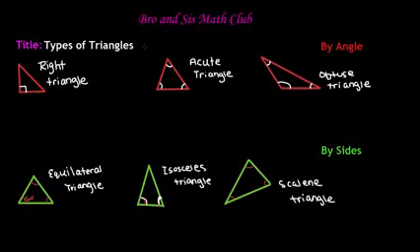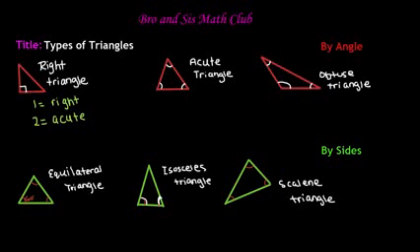So the first one in our first category is the right triangle. In the right triangle, only one of the angles is going to be a right angle, okay? And the other two angles are going to be acute. And also, a right angle is always equal to 90 degrees. So here we have a 90-degree angle, and then the other two are acute angles, which means they are less than 90 degrees.